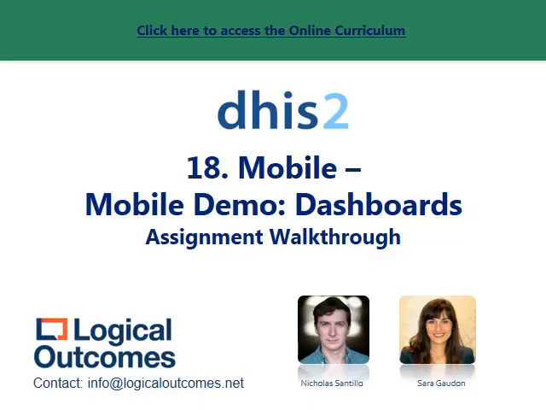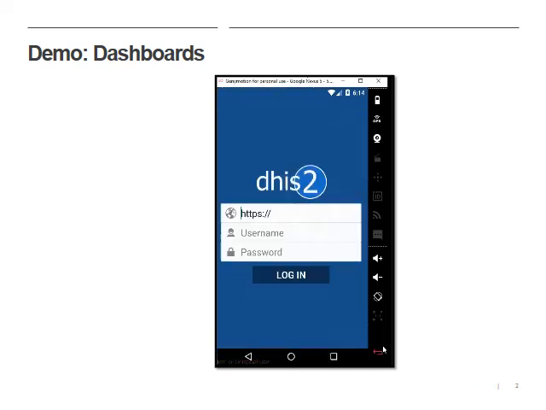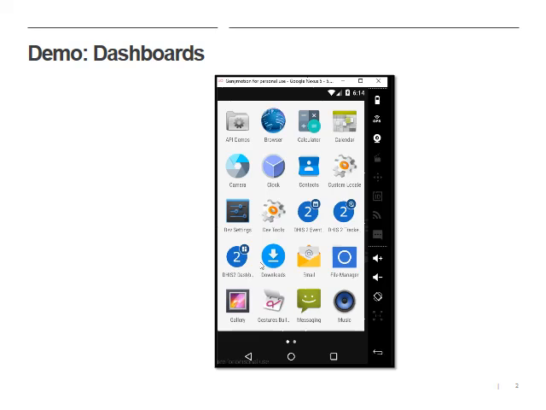Sarah Godden will lead you through how to use dashboards on your mobile app. Hi, Sarah here with Logical Outcomes. Today we're going to look at the DHIS2 dashboard app. In a previous video I installed Genymotion, which is an Android emulator that we can use on our computer to test apps rather than using a phone. It's a bit easier. In previous videos we've looked at the Event Capture app, the Tracker Capture app, and now we're going to look at dashboards.